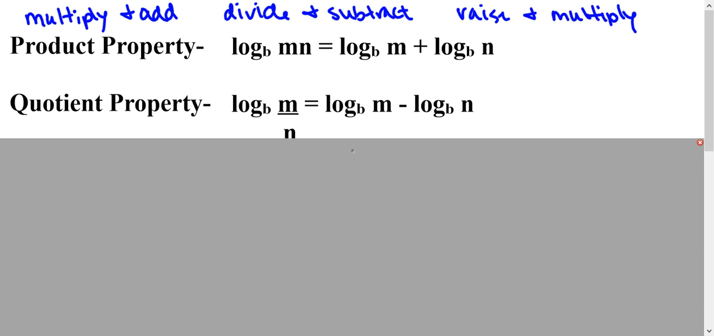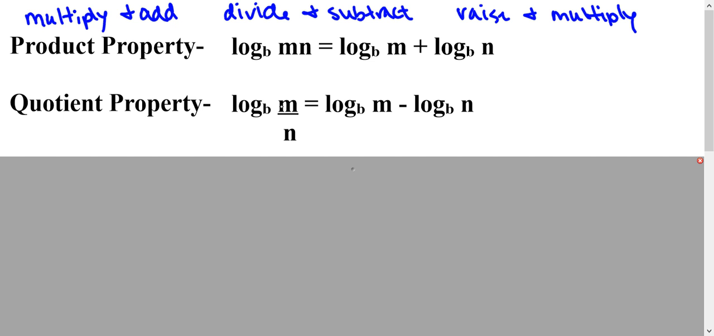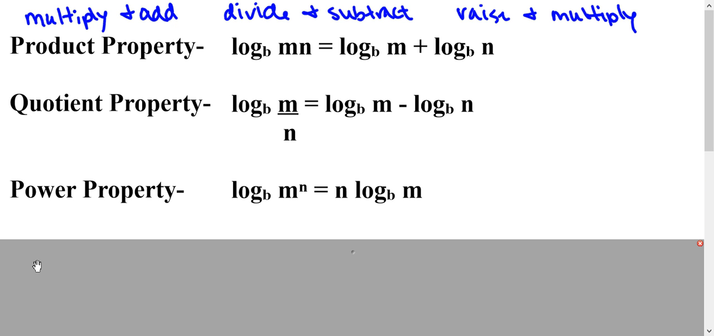Now the quotient property is when you have two numbers that are divided, and we're going to separate those into two separate logarithms of the same base with subtraction. So it's divide and subtract. And then the third one is the power property, and that's when we have a number raised to a power. And so what we do is we take that power and we use it to multiply into the front. So it's raise and multiply. So multiply and add, divide and subtract, raise and multiply.